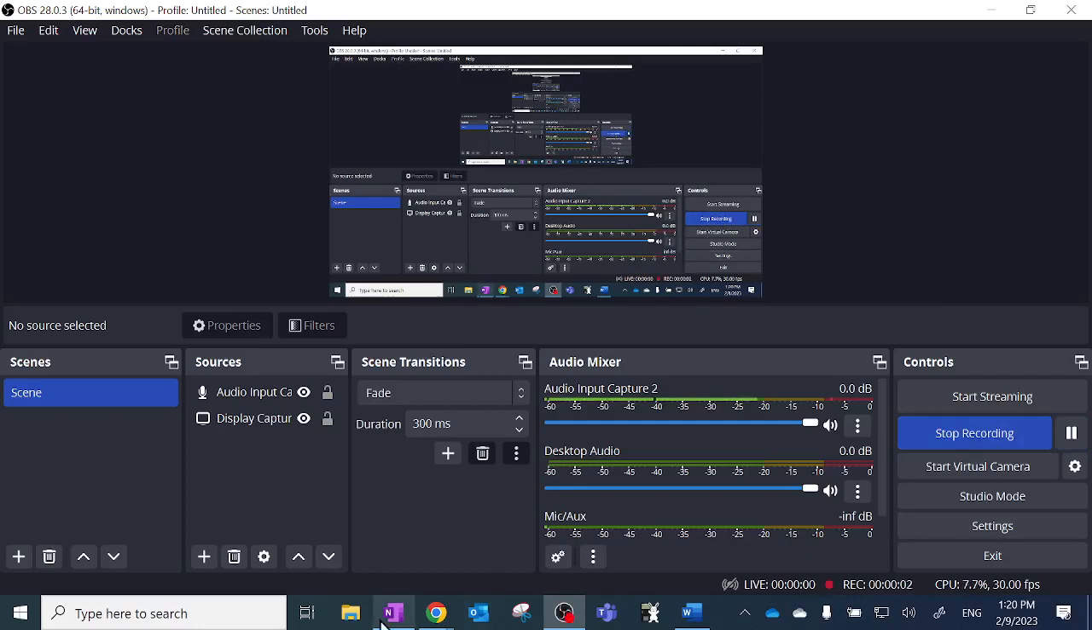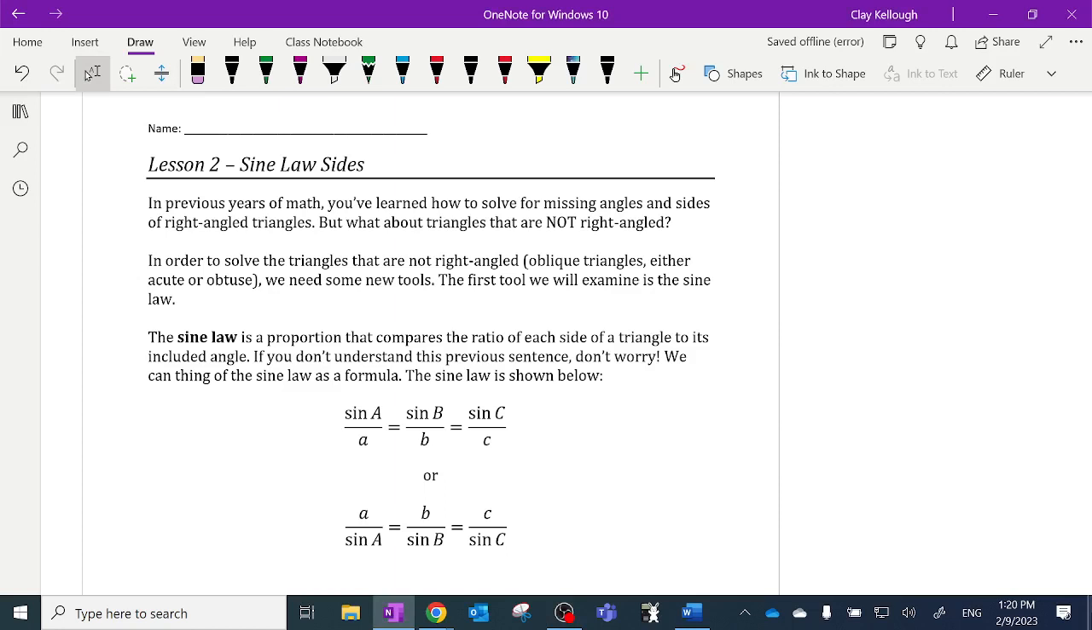We should be recording. Yep, little red dot. We're recording. It worked.